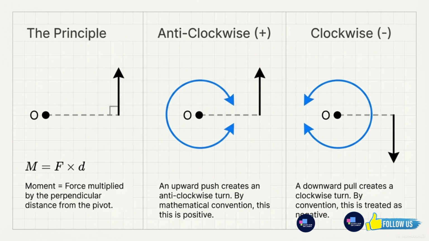It's just the force you apply multiplied by the perpendicular distance from the pivot point, or the center of the nut. And we just have a little convention. If it tries to turn anti-clockwise, we call it a positive moment. If it tries to turn clockwise, we call it a negative moment. That's all there is to it.